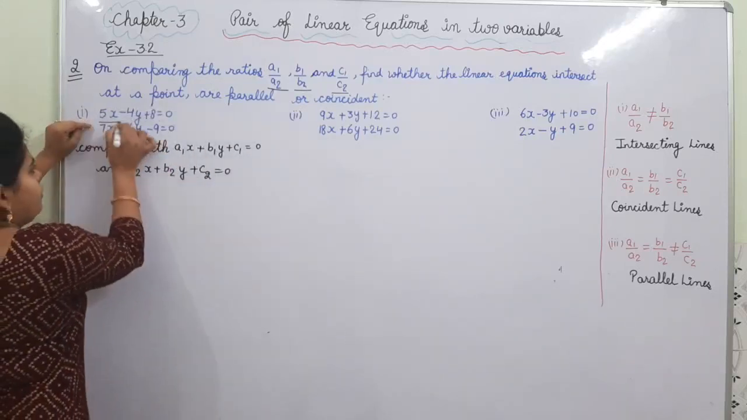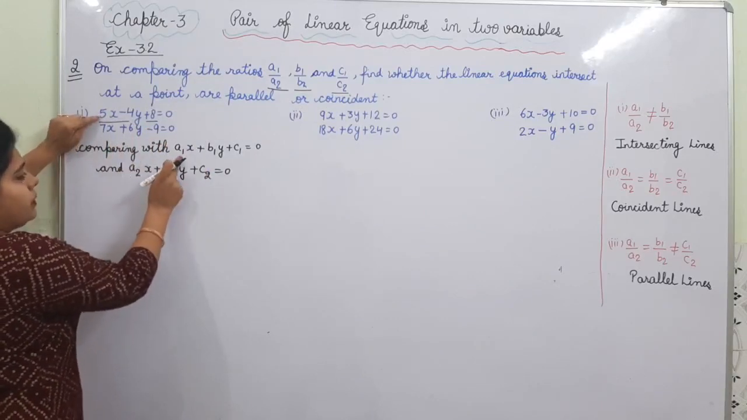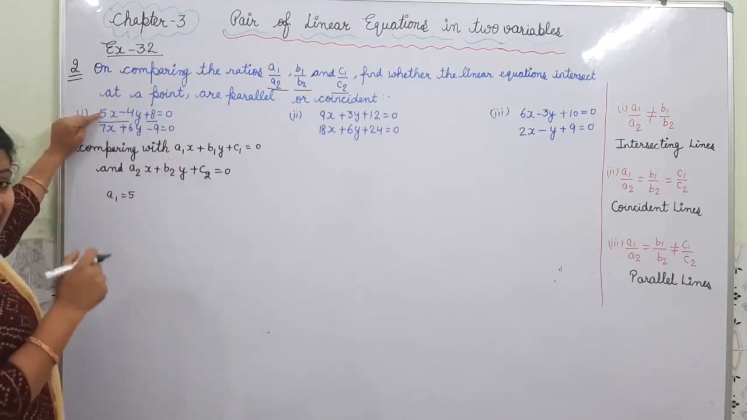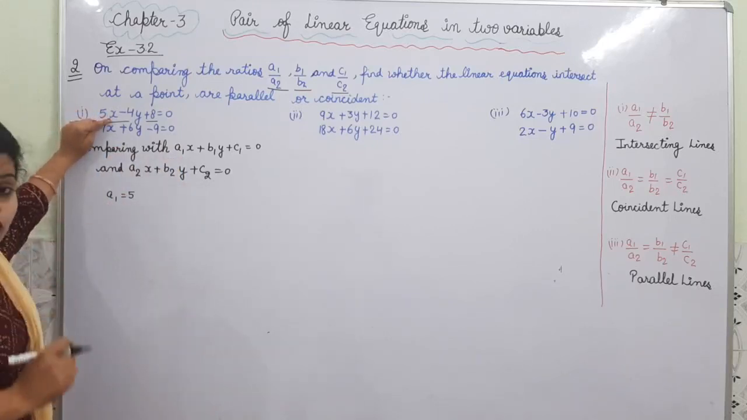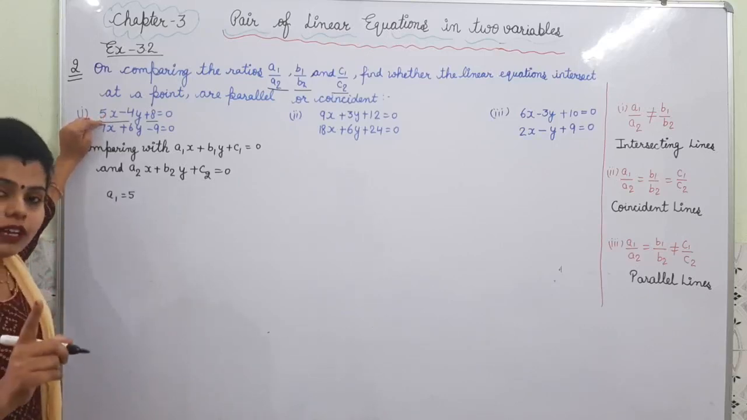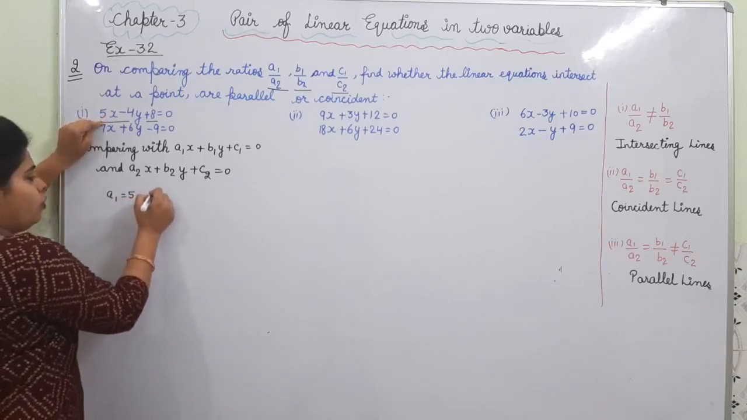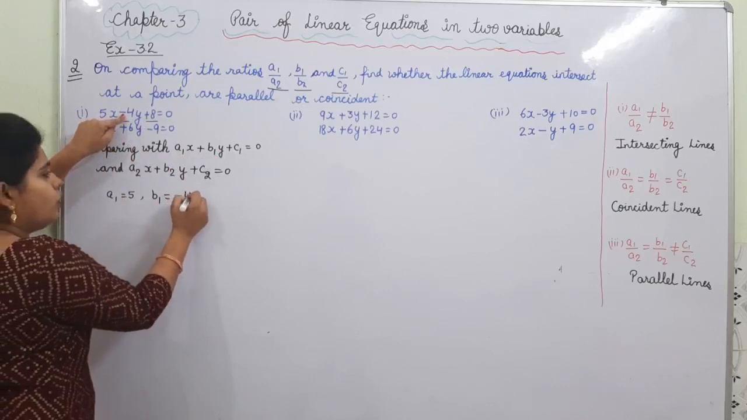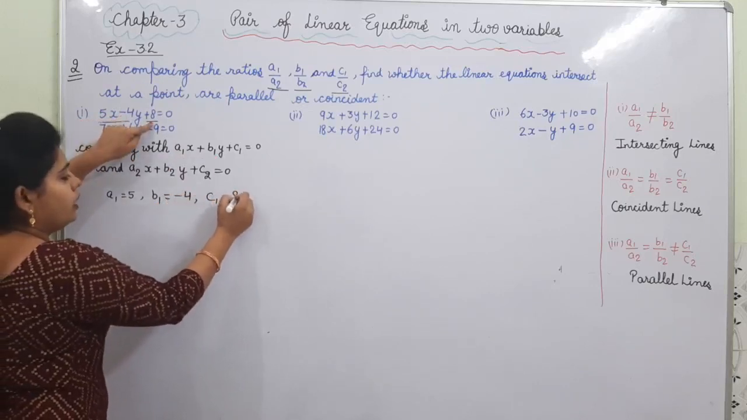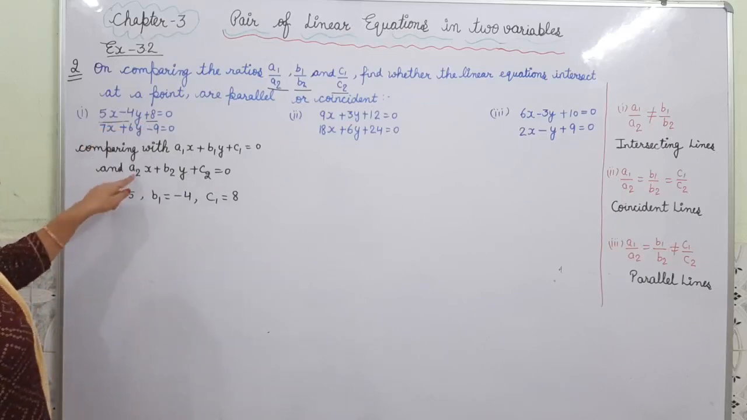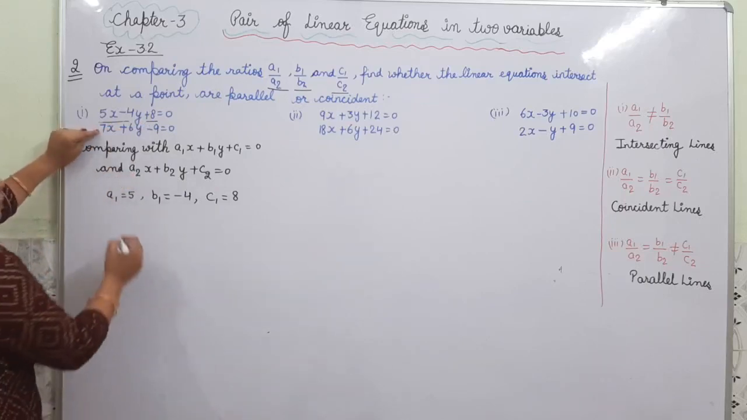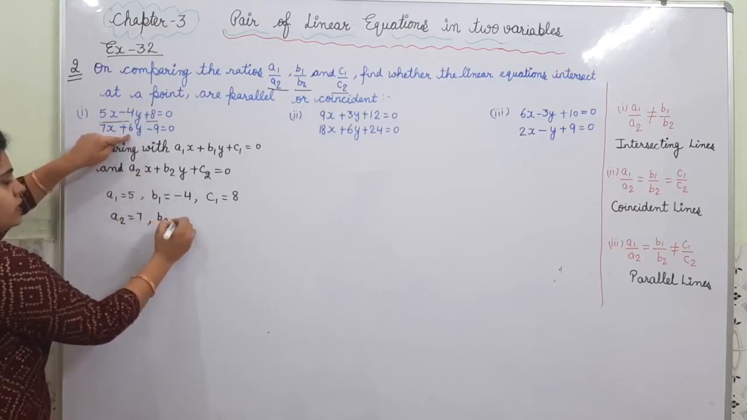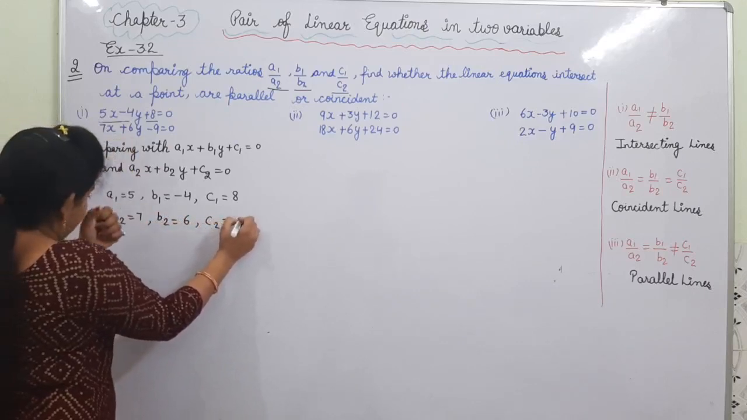Now firstly compare our first equation with it. What we will get? A1 is equal to 5, as A1 is the coefficient of x, and in this equation, what is the coefficient of x? 5. So A1 is equal to 5. Now B1 will be equal to minus 4. C1 is equal to 8. Now for the second equation, A2 is equal to 7. B2 is equal to 6. C2 is equal to minus 9.